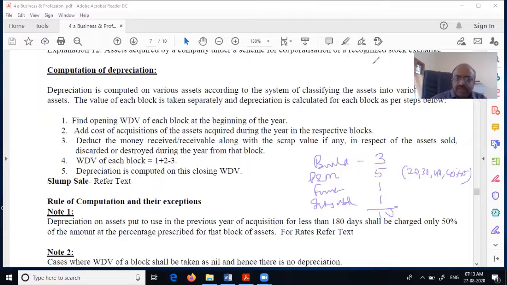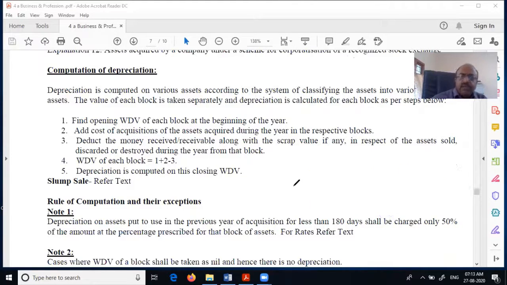What they are saying is, unlike your normal accounts, how do you do it? We say plant and machinery 1 block, furniture 1 block, building 1 block. Like that, we do separate blocks. Here you cannot do that. Here you have to separate it into separate buckets: 20% if it is there, 30%, 40%, 45%, and 15. All separate you have to do.